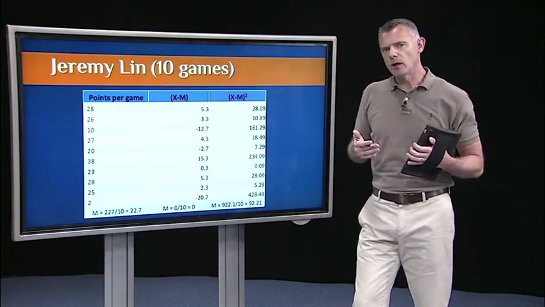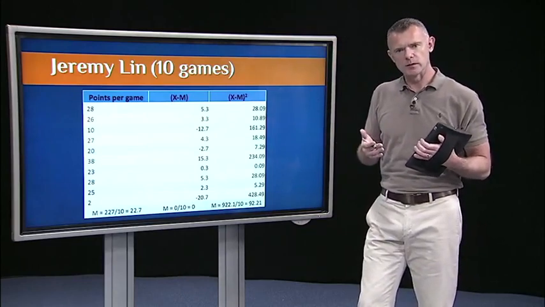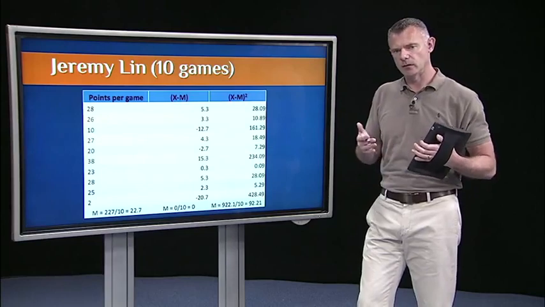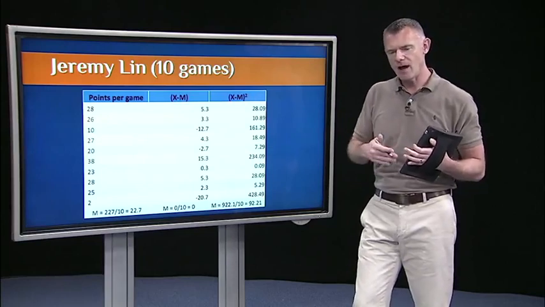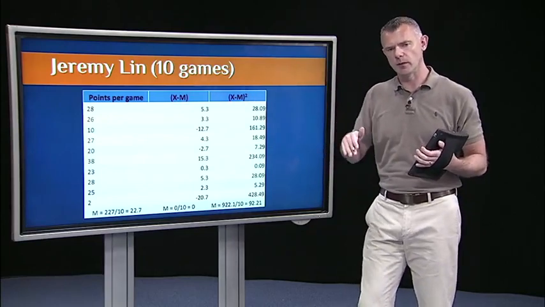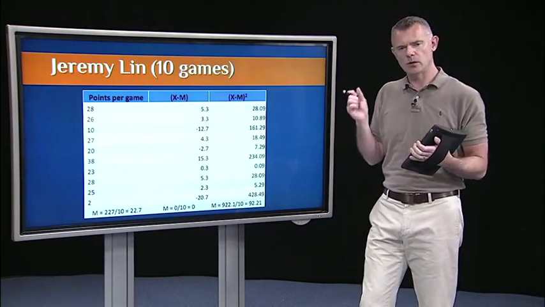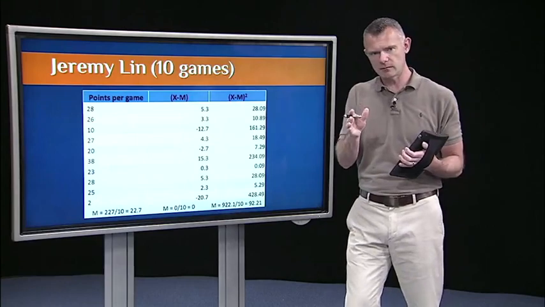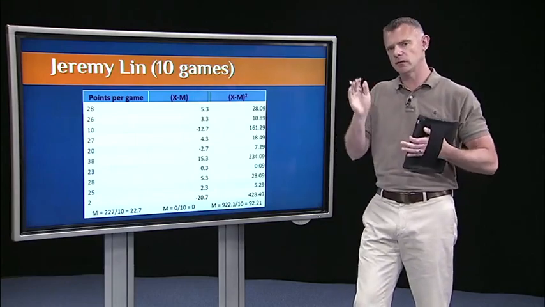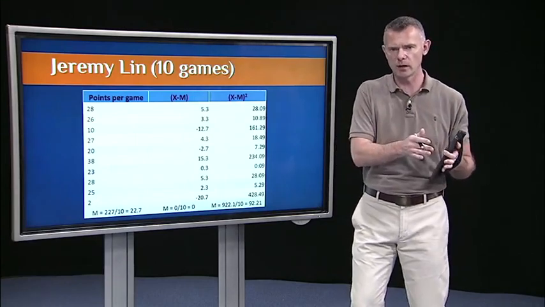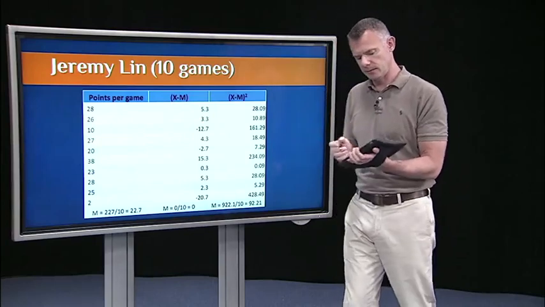But I also might want to know, and it's an important statistic to look at if you're looking at the quality of players, how variable these players are across a certain stretch of games. So was Jeremy Lin consistent across these 10 games, or was he all over the place, having a good night one night, a bad night the next night?